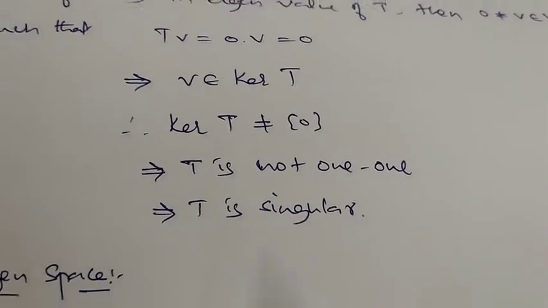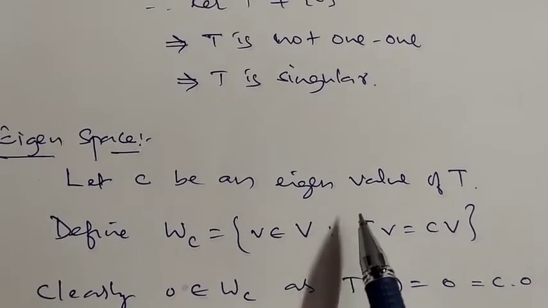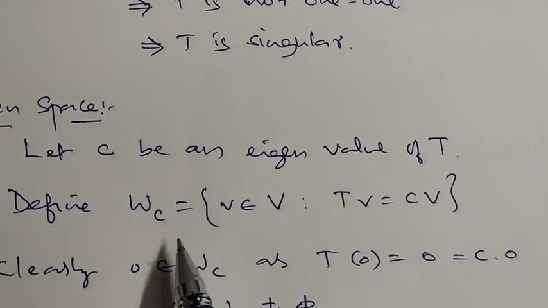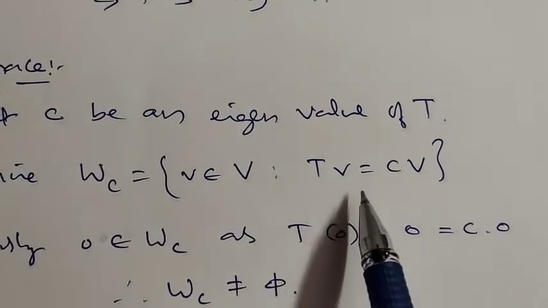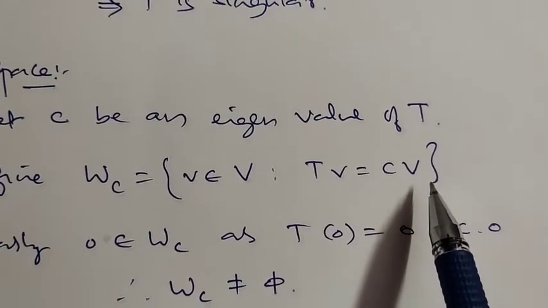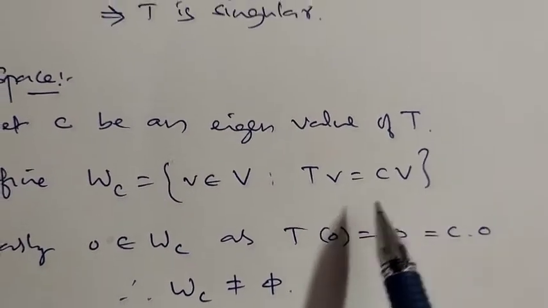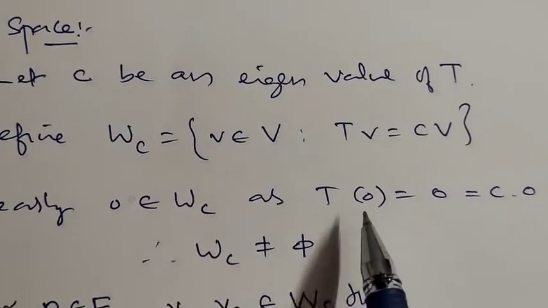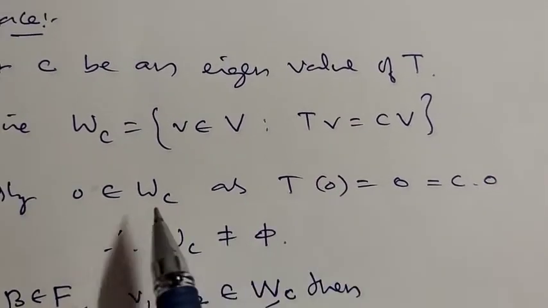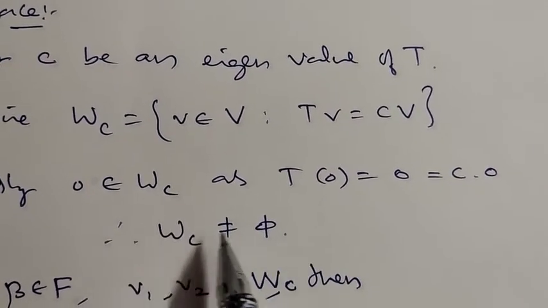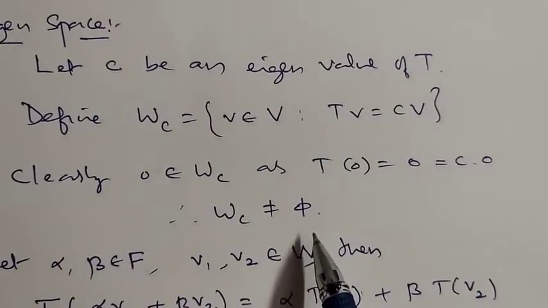Next, the eigenspace. If c is an eigenvalue of T, then we define the set denoted by Wc as the set of all v belonging to V such that T of v is equal to c times v. Now clearly 0 belongs to Wc, because T of 0 is 0, and 0 can be written as c times 0. Therefore, 0 belongs to Wc, and so Wc cannot be empty.